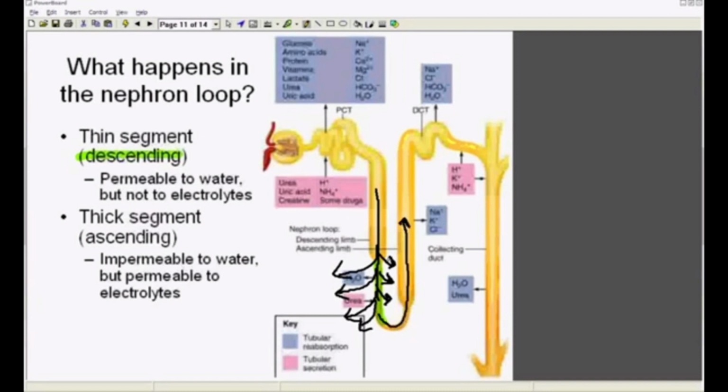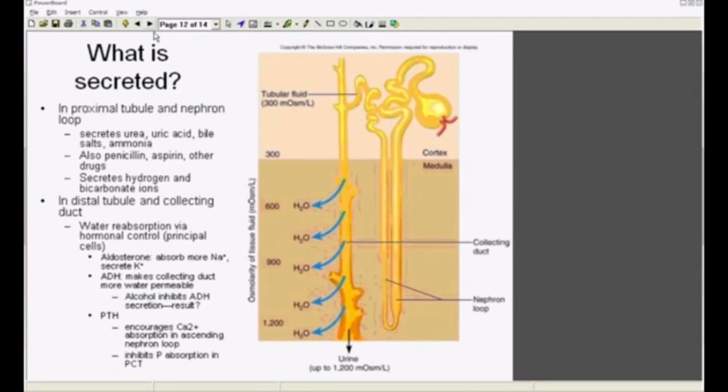Then it goes up through the ascending segment, which is the thick segment. And here, this is impermeable to water, but it does allow for different types of electrolytes like chloride ions and potassium ions to be reabsorbed. So this is more reclamation. And we're going to learn that there's a special kind of nephron loop found in juxtamedullary nephrons that helps with some water conservation issues later on based on this same principle.